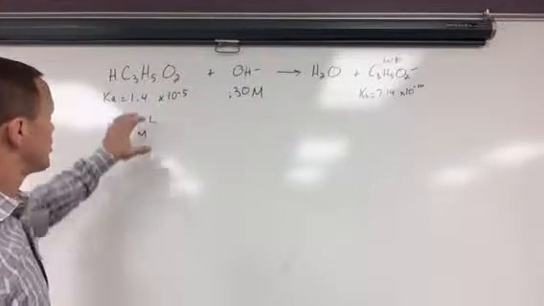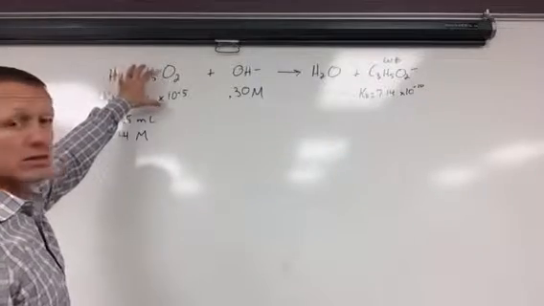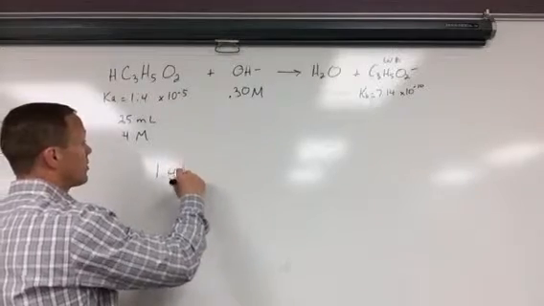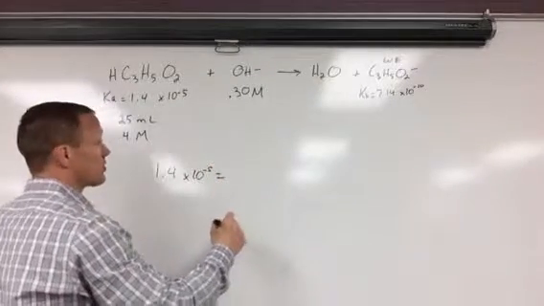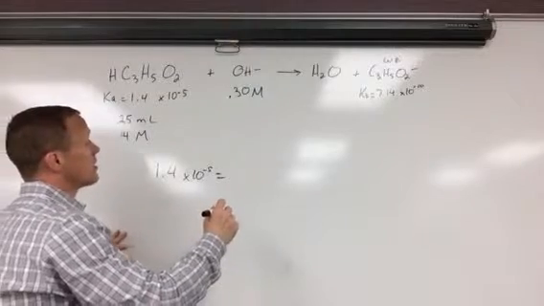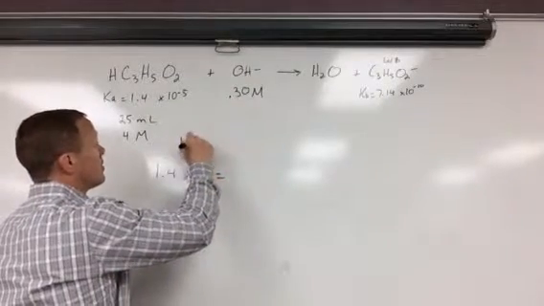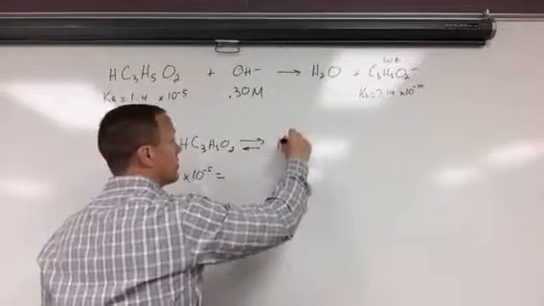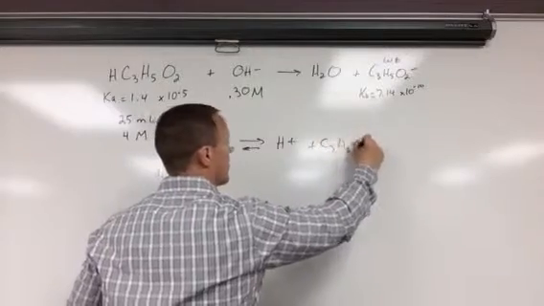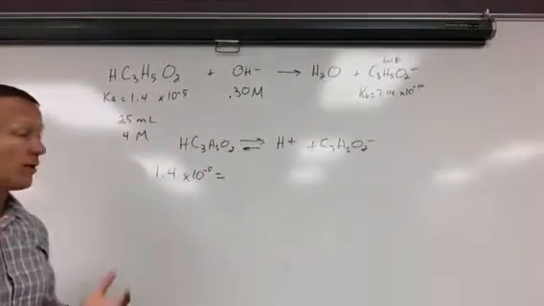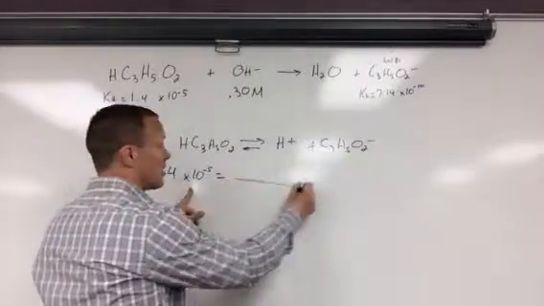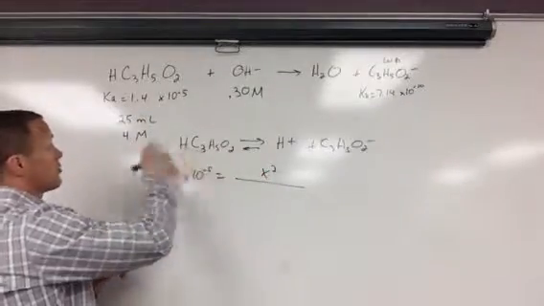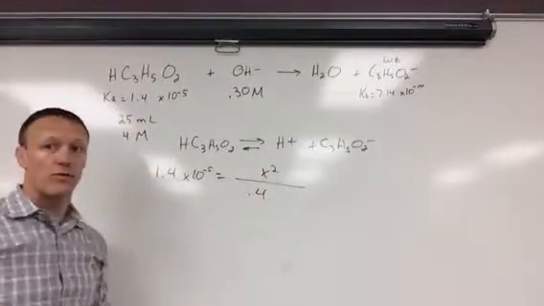So our starting pH. Remember, at the beginning all we have is the weak acid. So we can do our Ka: 1.4 times 10 to the negative 5th equals, with our equilibrium expression, the concentration of H plus times C3H5O2 negative. Remember, this is before we add any base at all. So Ka equals this concentration times this concentration, so we can do x squared all over our initial concentration, which is 0.4.